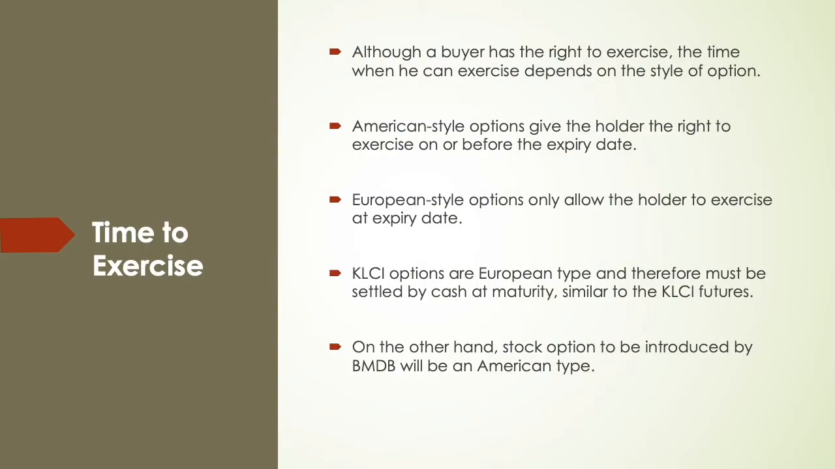Next, we look in terms of time to exercise. Although a buyer has the right to exercise, the time when he can exercise depends on the style of option. American style option gives the holder rights to exercise on or before the expiry date. European style options only allow the holder to exercise at the expiration date. So KLCI options are European type and therefore must be settled by cash at maturity, similar to the KLCI futures. On the other hand, stock option to be introduced by Bursa Malaysia will be an American type of option.